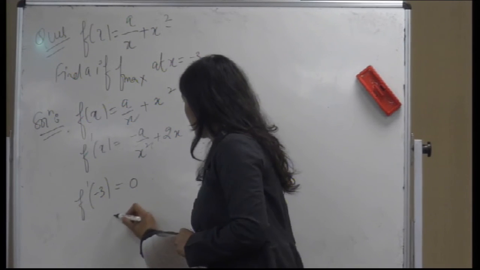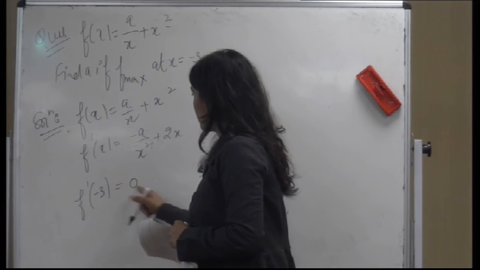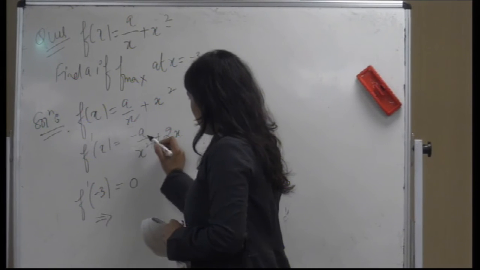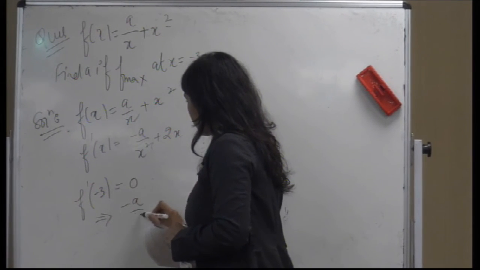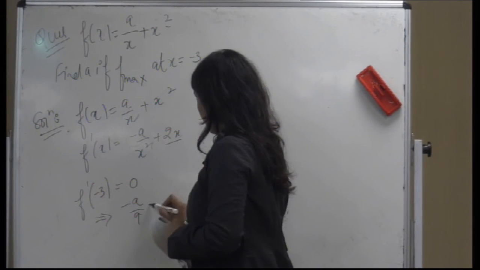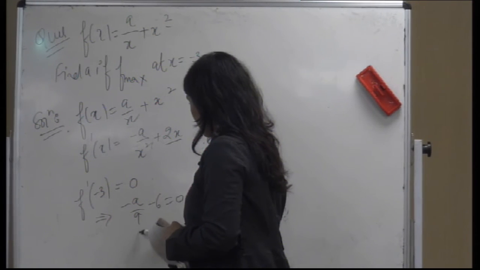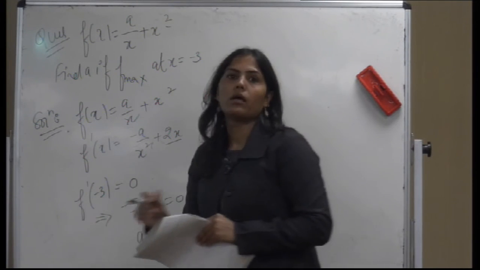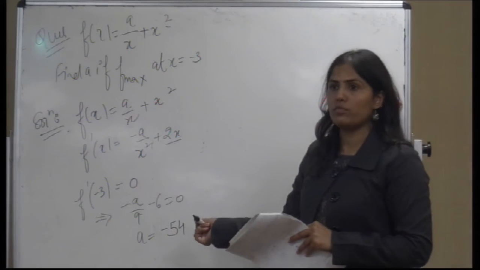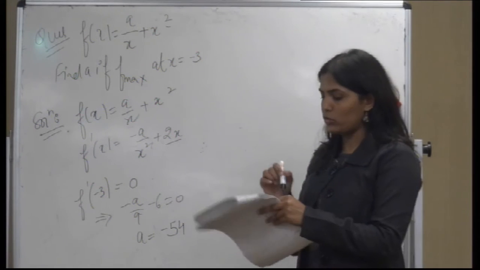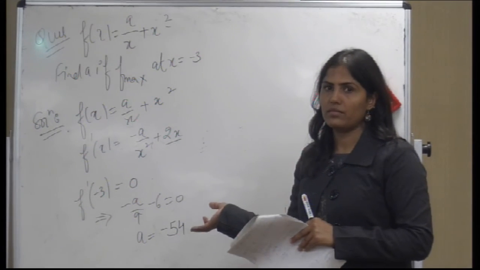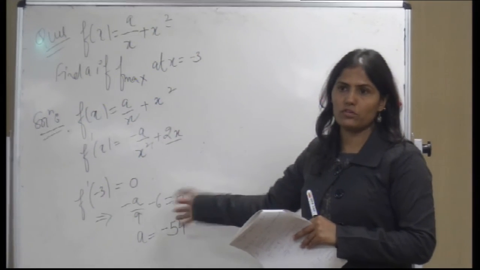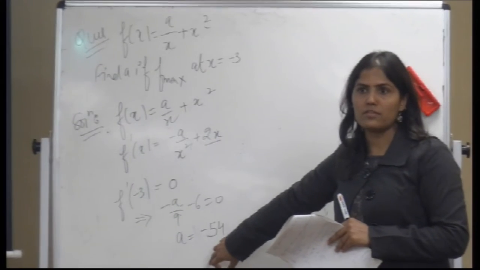This will give you, from here, f dash of minus 3 will imply minus a by 9 minus 6 equal to 0. So it implies a is equal to minus 54. According to the situation we did everything, I think. So according to the situation, this is the answer. Now it seems that this is the answer.